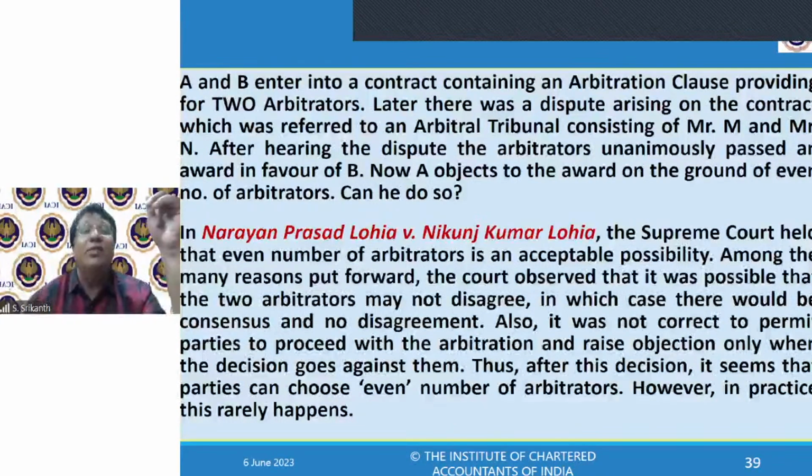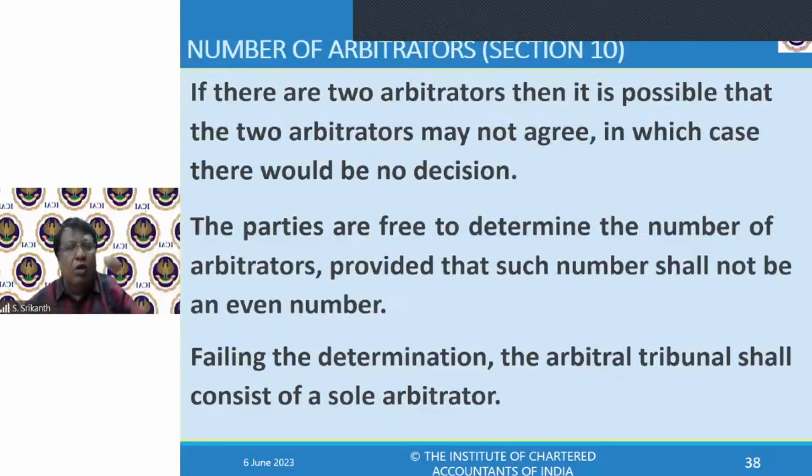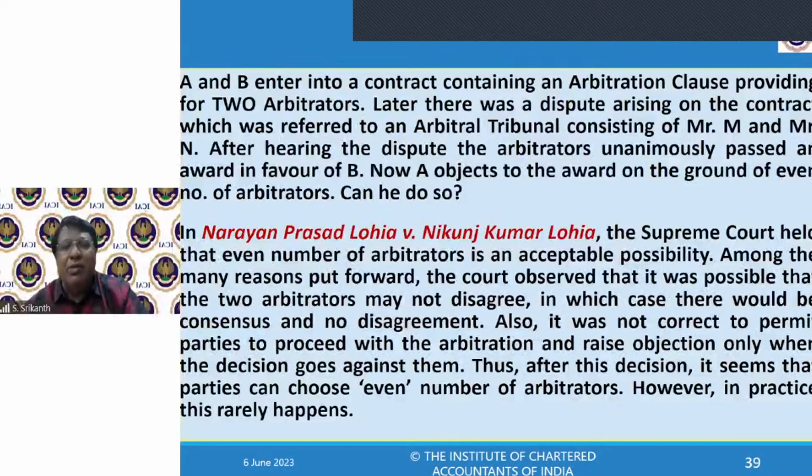Now A objects to the award, on the ground of even number of arbitrators. Can he do so? Strictly speaking, the Arbitration Act says it should not be an even number. Section 10 says shall not be even number. But that doesn't mean much, say your agreement had 2 arbitrators, right? And these 2 arbitrators, poor fellows, they came, they heard, and they finally passed an order in favor of B.